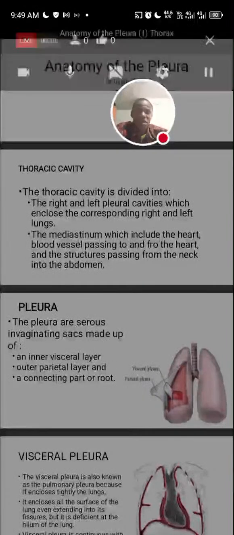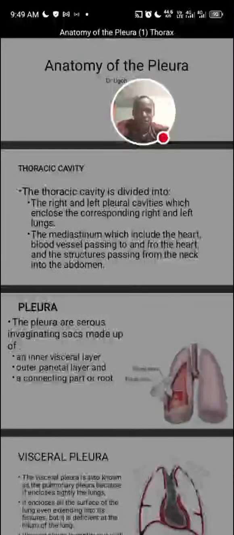What is it in your chest that the examiner wants you to know? What's in your chest?